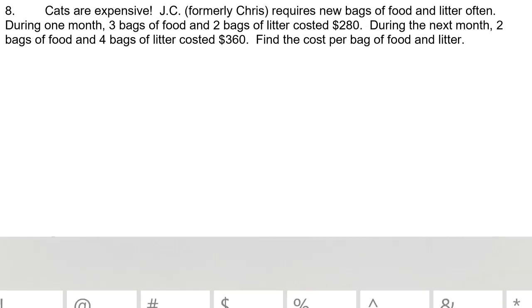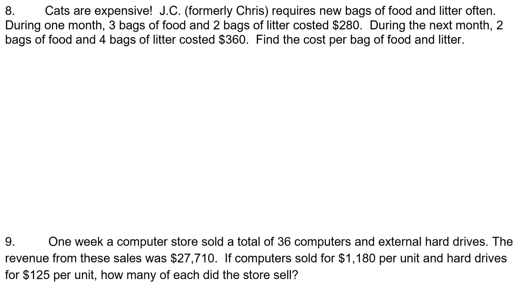Number 8. Cats are expensive. JC, formerly Chris, requires new bags of food and litter often. During 1 month, 3 bags of food and 2 bags of litter cost $280. During the next month, 2 bags of food and 4 bags of litter costed $360. Find the cost per bag of food and litter.